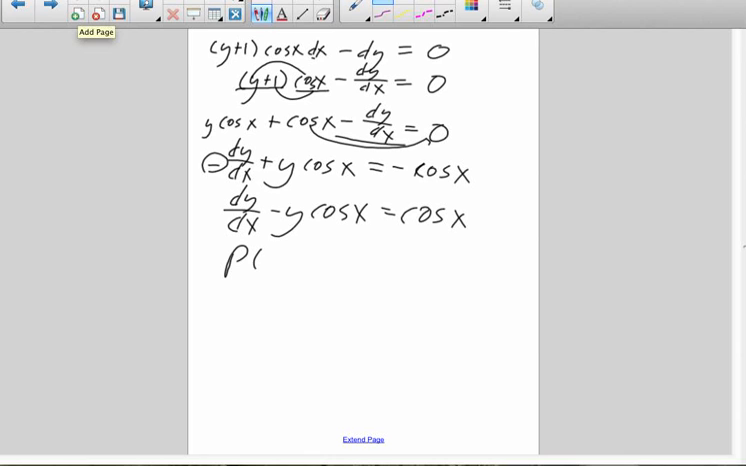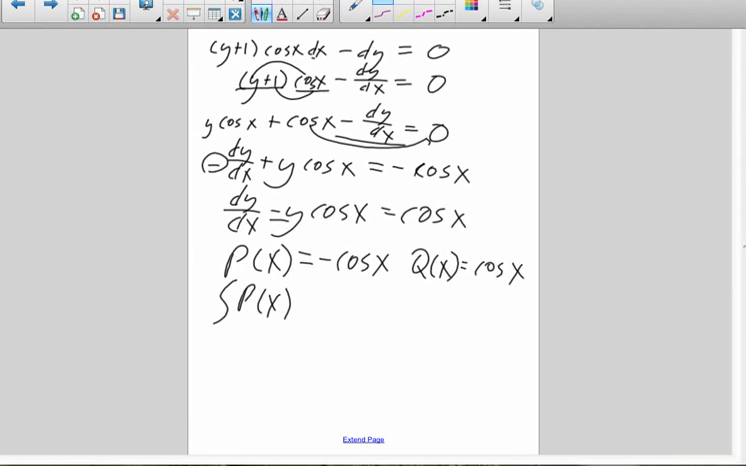So now we can start on step 2. My p of x is going to equal negative cosine of x, because I've got a minus here and our form had a plus. And my q of x is cosine of x. So now we have to integrate p of x, which equals negative the integral of cosine of x dx, which equals negative sine of x.